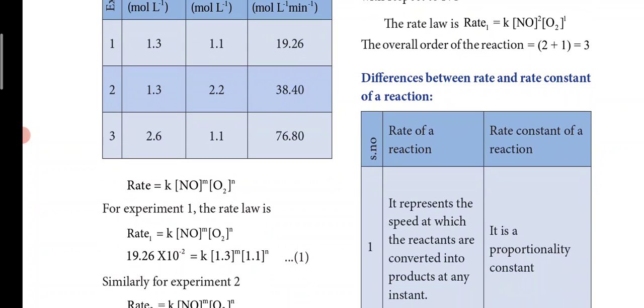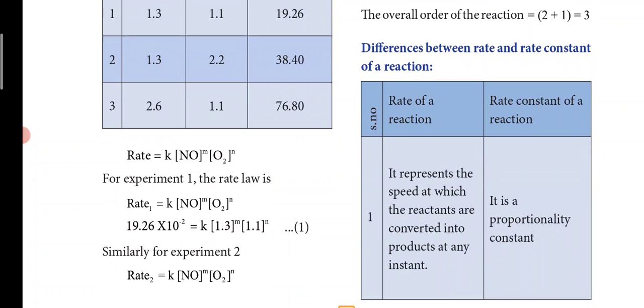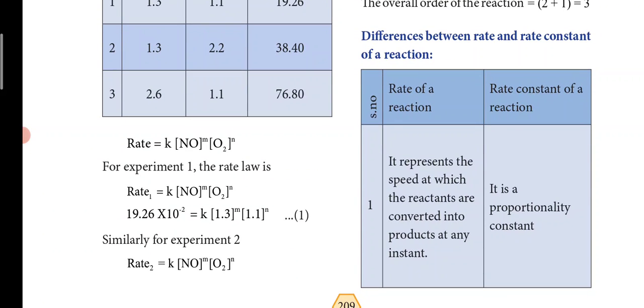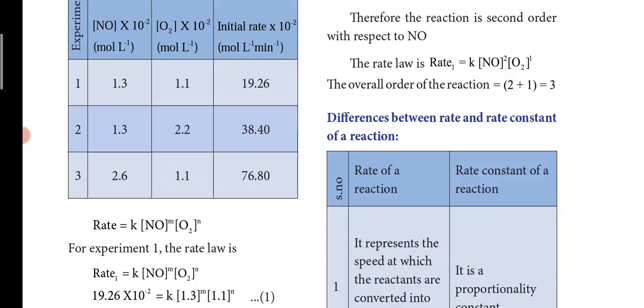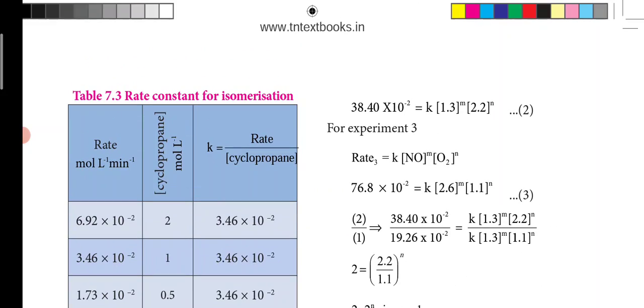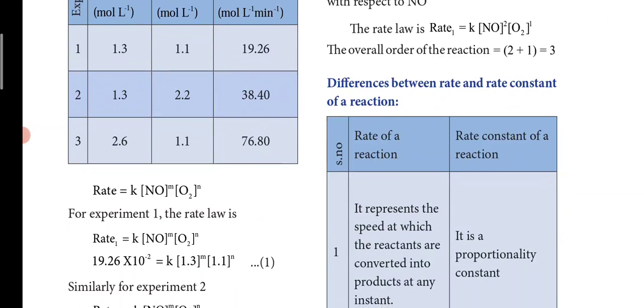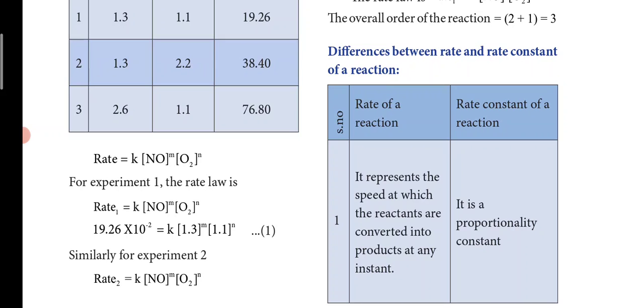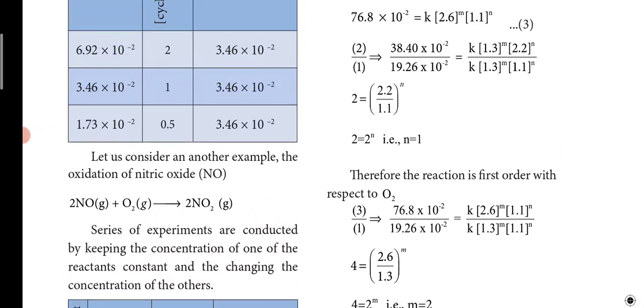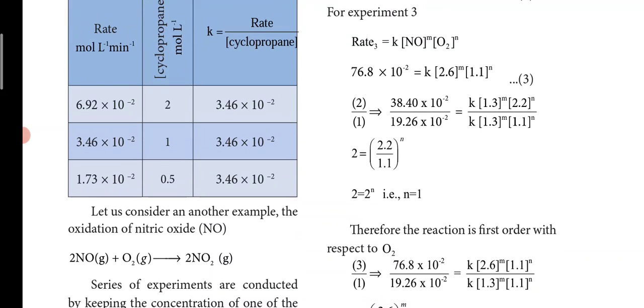Now here if you write the rate law, you will write it like this, then you will calculate the rate. Substituting in this formula 19.26 and calculating the rate, the answer you are getting for experiment 1 is 1.1, the same. For experiment 2 it is there, for experiment 3 you are having.